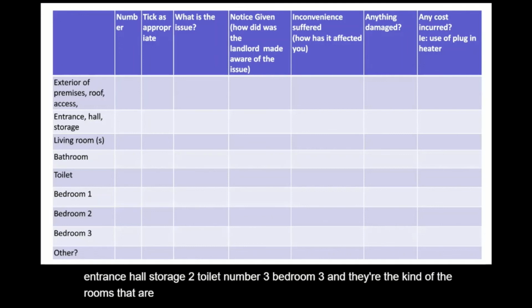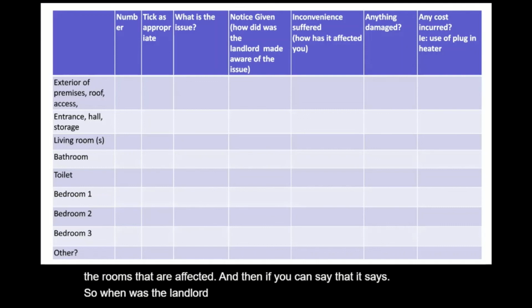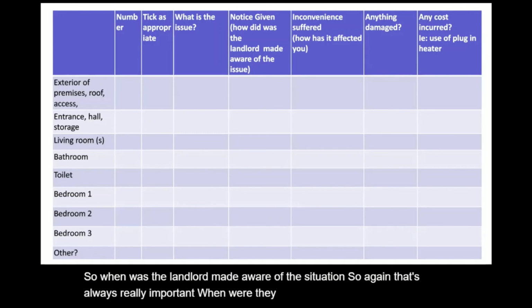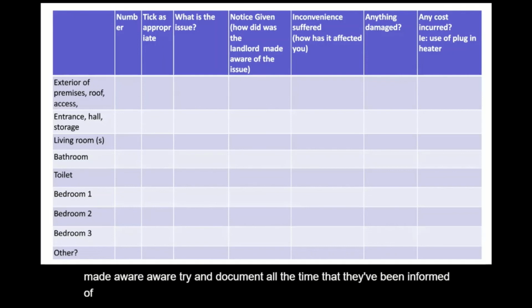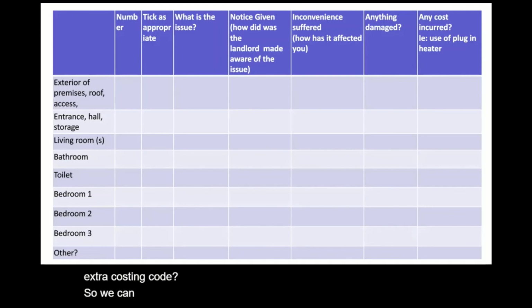And then you can see that it says, when was the landlord made aware of the situation? So again, that's always really important. When were they made aware? How often were they made aware? Try and document all the times that they've been informed of it. How has it affected you? What was damaged? And was any extra cost incurred? So we can share a copy of this as well.